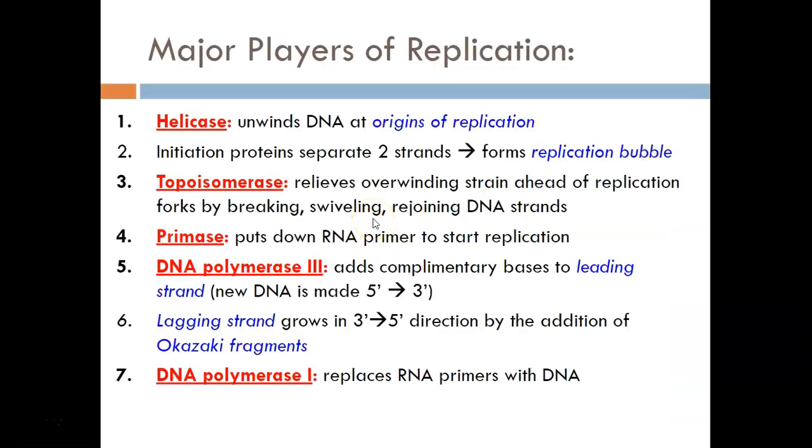Once DNA polymerase 3 marches down and does its thing, then RNA polymerase 1 comes in. It swaps out the RNA in the primer for DNA, because in DNA replication, we need to end with only DNA. And then ligase is the thing that comes in and glues it all back together. So it helps to replenish those hydrogen bonds between the two sides of the ladder.